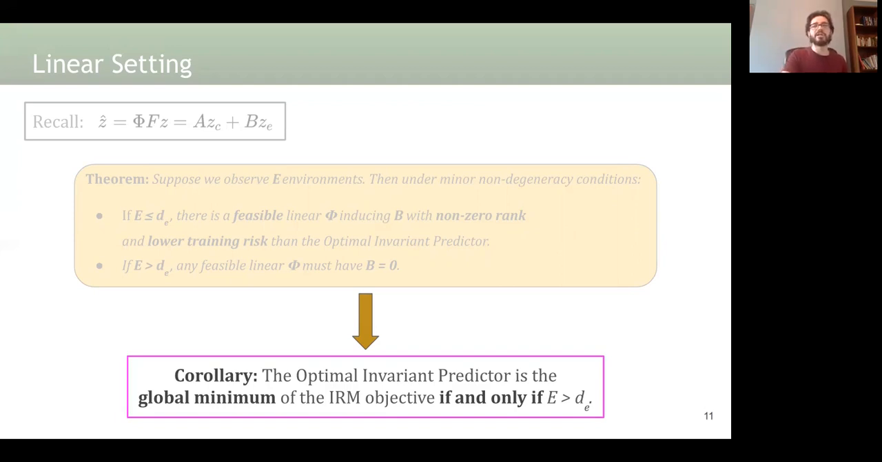But recall that we expect d_e to be significantly larger than E. So while this is technically both a positive and negative result, in practice, we would typically expect the negative result to apply. So I'm going to give a brief proof sketch and then a comparison to the invariant risk minimization paper. But before I do, are there any questions about what this theorem is saying?